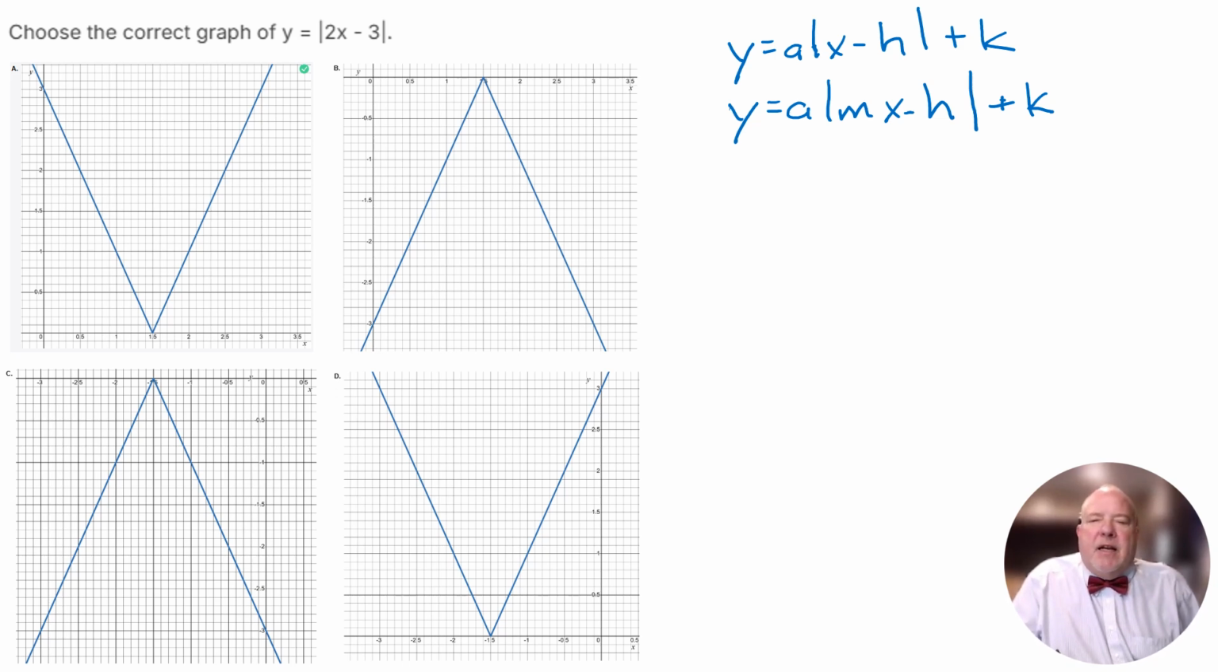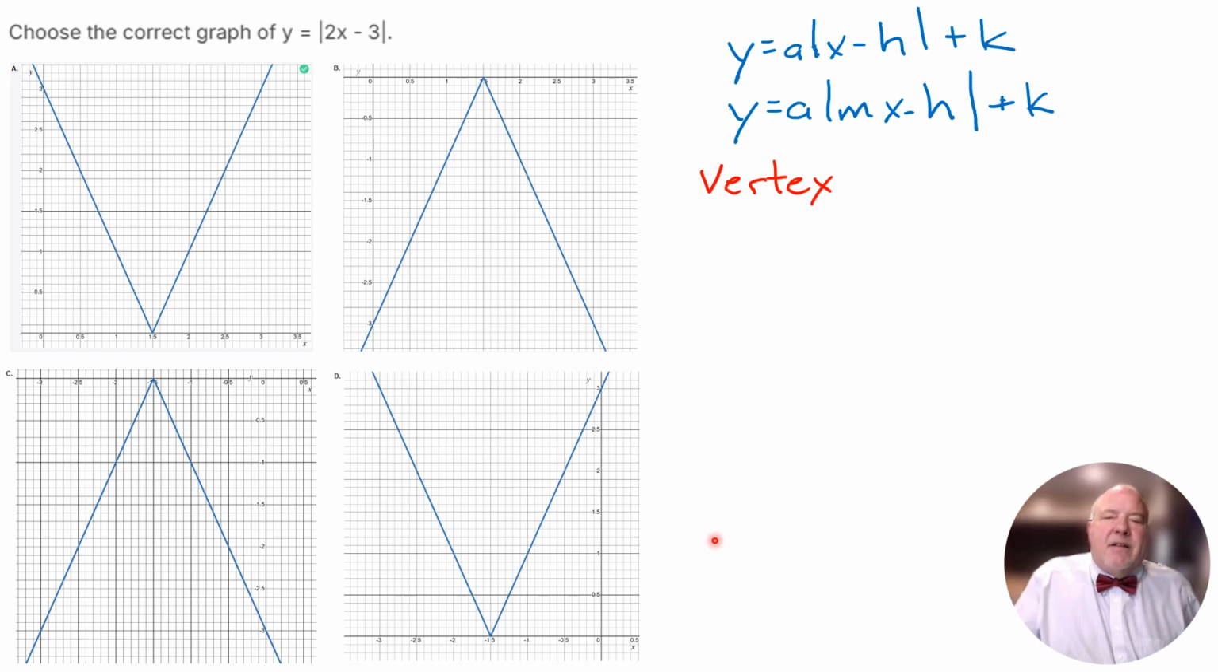The vertex is the point of the graph. So it's this point here. And I'm sorry these graphs aren't bigger. I know they're hard to see, but that's the vertex. So one thing we'd like to do is find the location of the vertex. And notice absolute value functions are a V. We've got ones that open upward, like A and D, and then we've got B and C that open downwards.